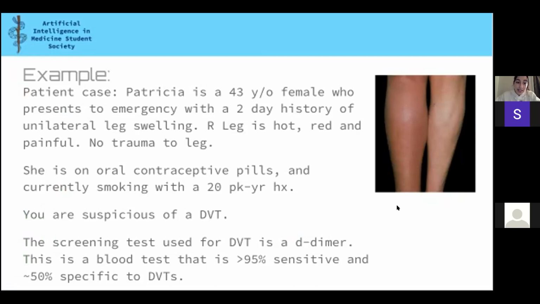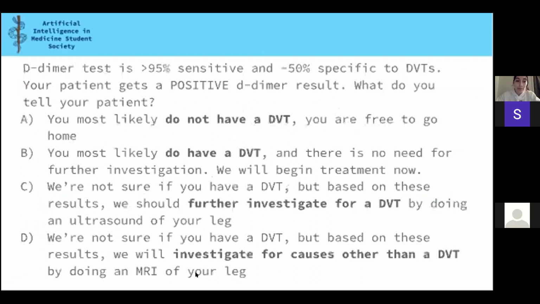So the screening test used for a DVT is a D-dimer. This is a blood test that has over 95% sensitivity, but only about 50% specificity to DVTs. So with this in mind, the D-dimer test, 95% sensitive and 50% specific, your patient gets a positive D-dimer result. What do you tell your patient? I'll give you guys about 30 seconds to think about this, and then I'll ask you to put your answer in the chat. Okay, so I'll just start timing now.